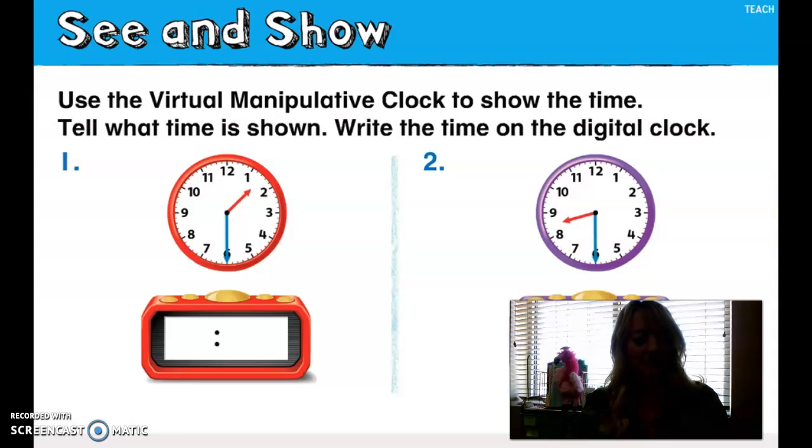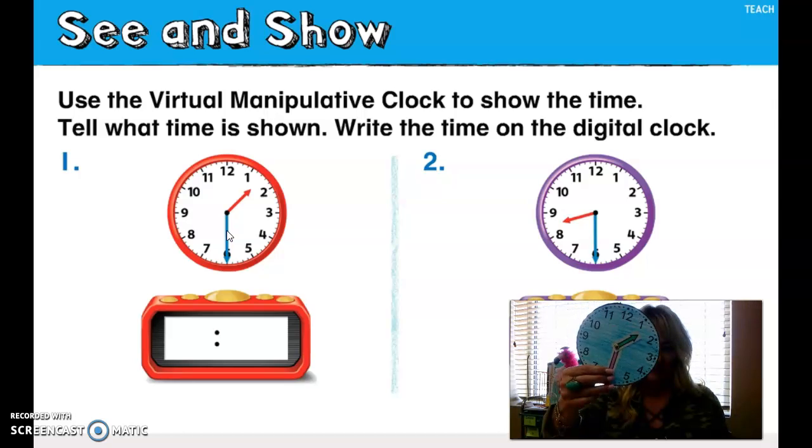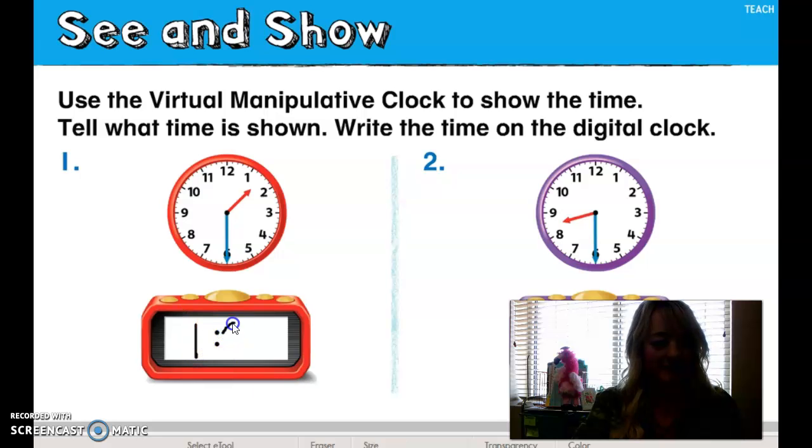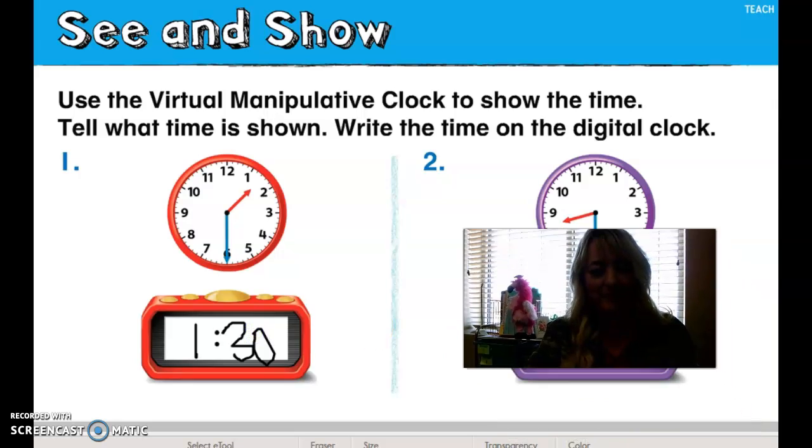Let's go to number 1. Use the manipulative clock. It has a virtual clock, but we're using this one to show the time and then write the time on the digital clock. So here we have 1:30, so we could show it on this clock between the 1 and the 2, and then straight down at the 6, 1:30. So we're going to write that digitally. So we'll write 1:30. And let me move me. I'm always in the way somehow.